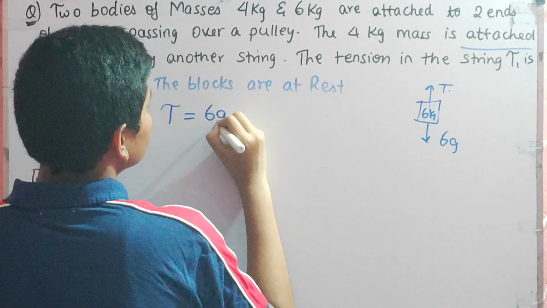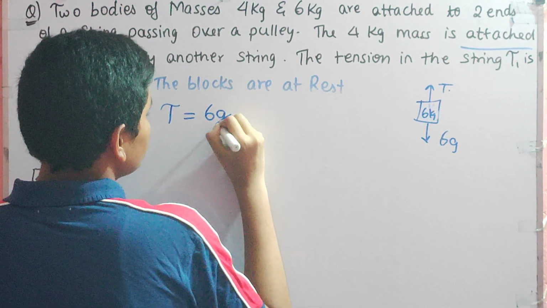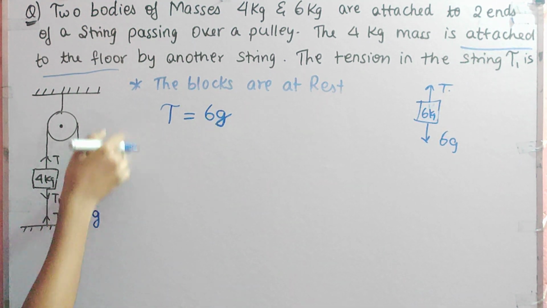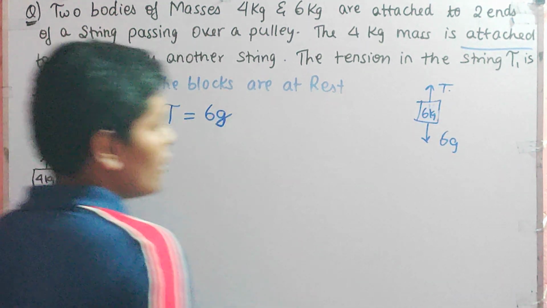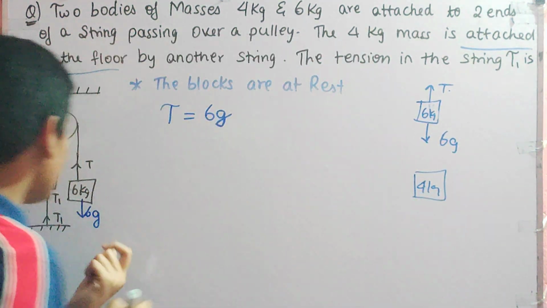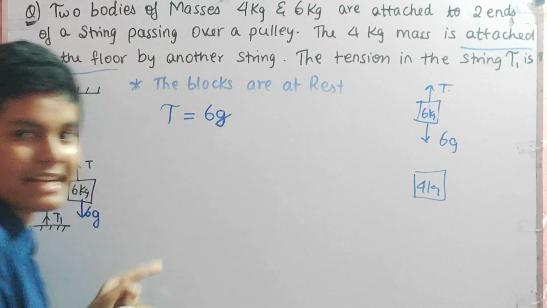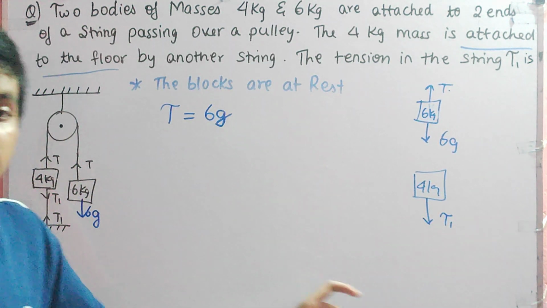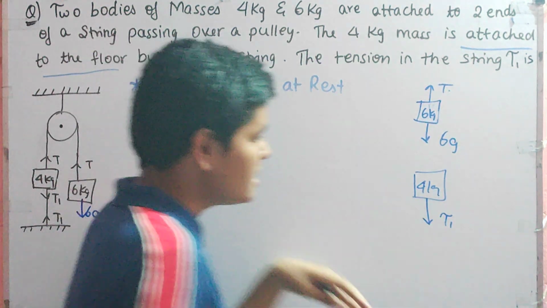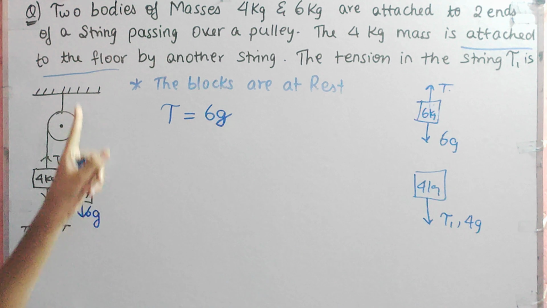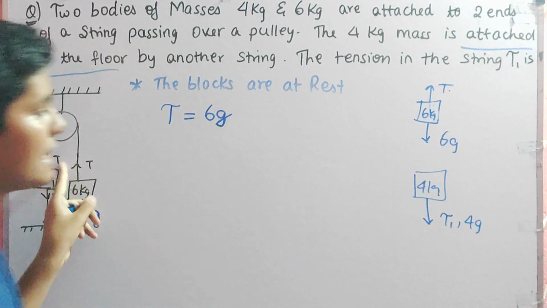T is equal to 6g. Now this same string is passed over the pulley to the 4 kg. Now if we draw the free body diagram of 4 kg, what is happening over here is the tension T1 is acting downwards. So there is a tension T1 over here, plus the 4 kg's own weight 4g is also acting downwards. And what is supporting the top? The top is supported by tension T.